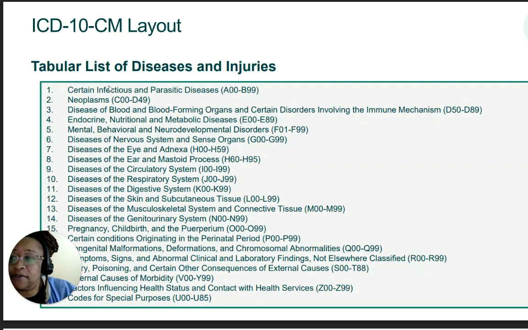We also have a tabular list for diseases and injuries, and it goes all the way from 1 to 22. This is the breakdown of each chapter that is actually in your ICD-10 book. It has all of these different areas, and it has the start and end of each category.